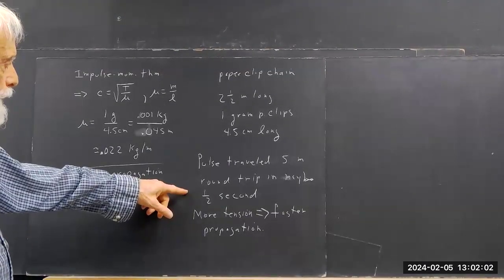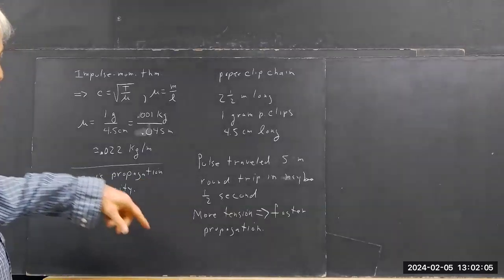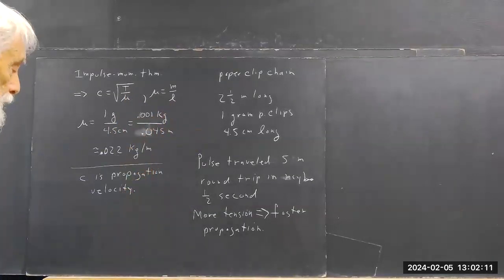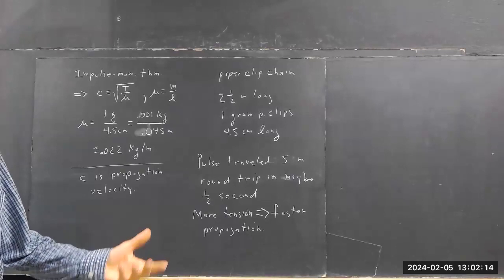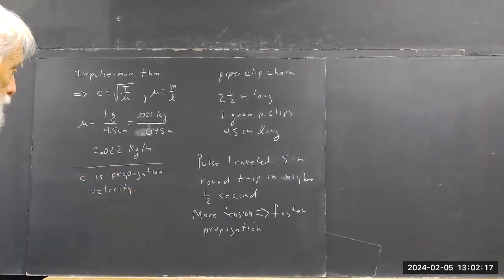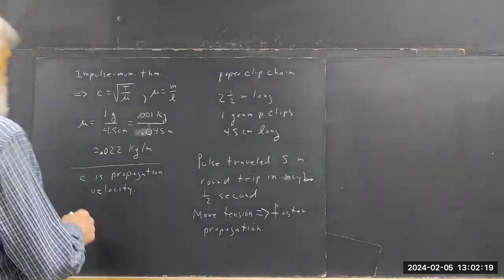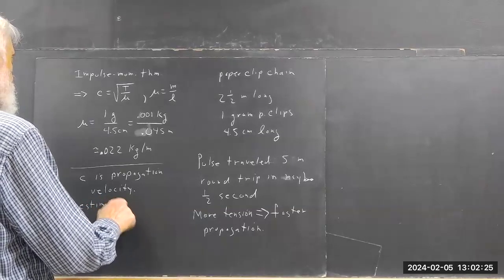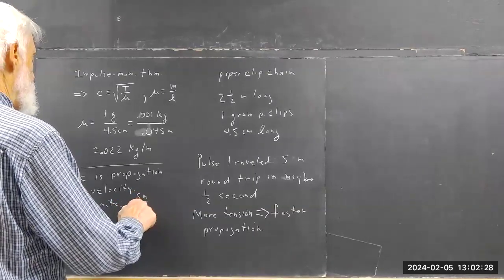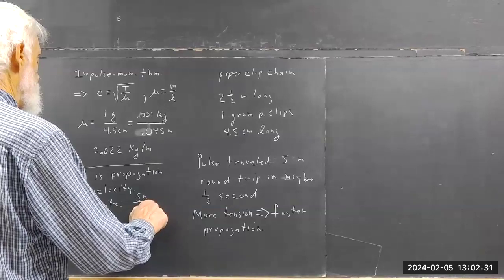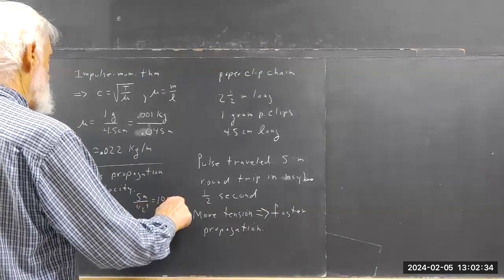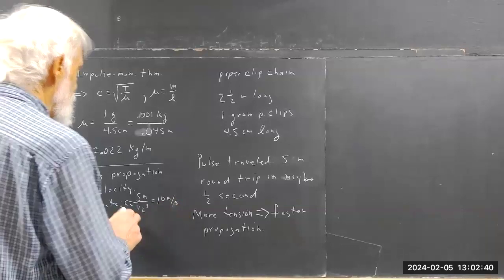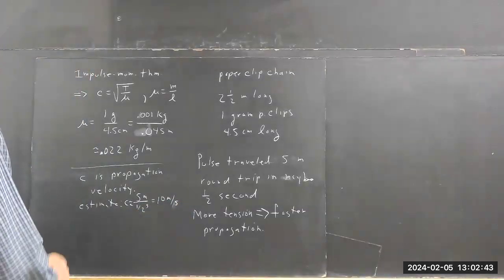So what's our propagation velocity based on this estimate? Well, it's 5 meters divided by a half second, 10 meters per second. Might have been that fast, might not have been. You can look at the video and see. C is approximately 10 meters per second. Okay.